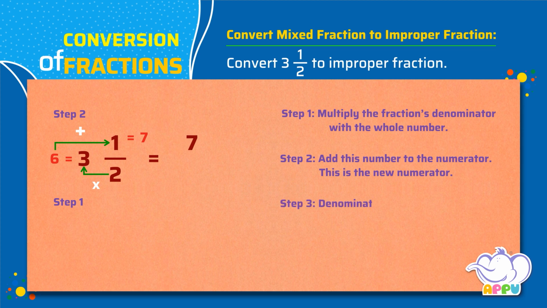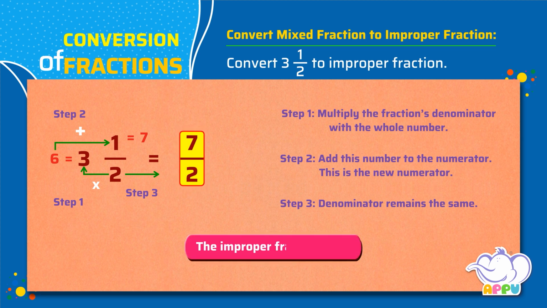Step 3. Denominator remains the same. Here it is 2. So the improper fraction is 7/2. Excellent!